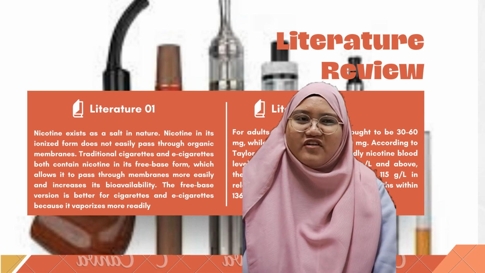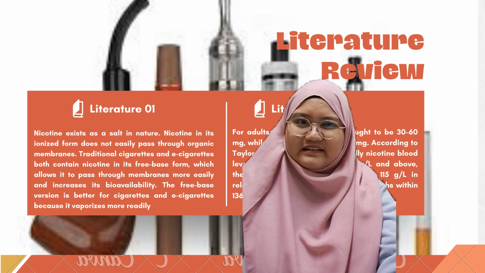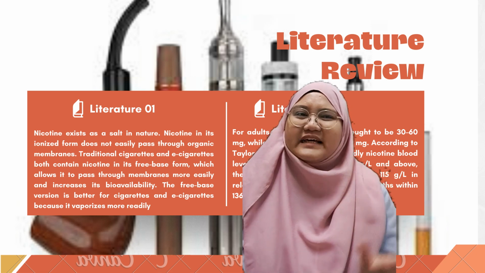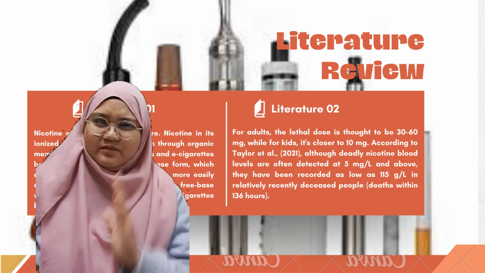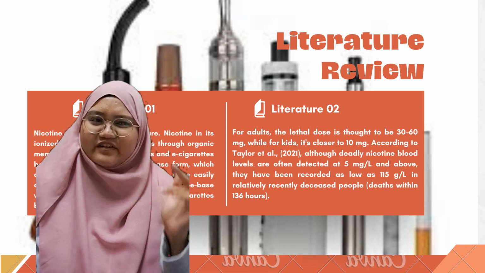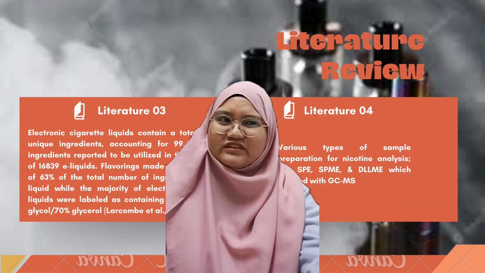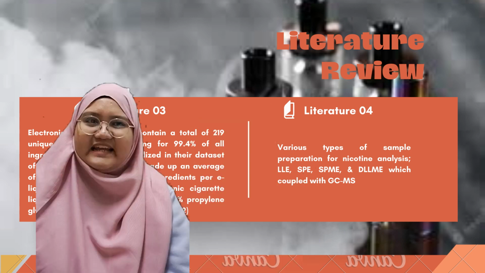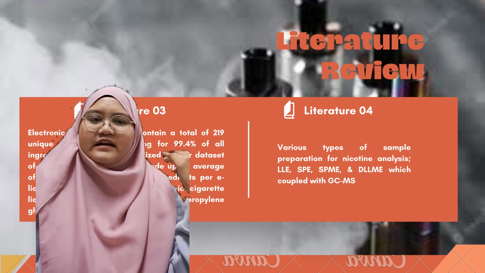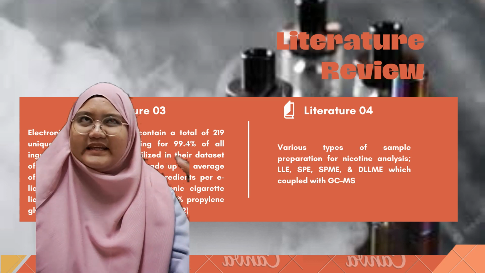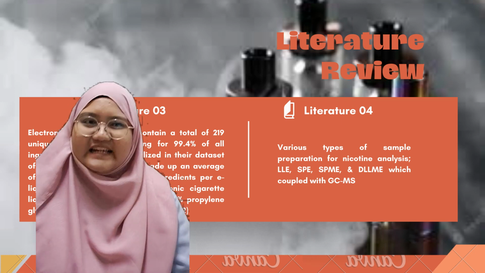Now we jump to the literature. As you can see, for literature 1, nicotine exists in a salt form. In nature, nicotine is in ionized form and does not easily pass through organic membrane. As for the side effect of nicotine, the lethal dose for adults is thought to be 30 to 60 milligrams, while for kids it is closer to 10 milligrams. Electronic cigarette liquid contains a total of 290 unique ingredients. There are various types of sample preparation for nicotine analysis, which are liquid extraction, SPE, which is solid phase extraction, SPME, which is solid phase microextraction, and DLME.